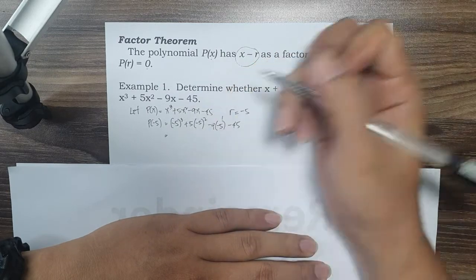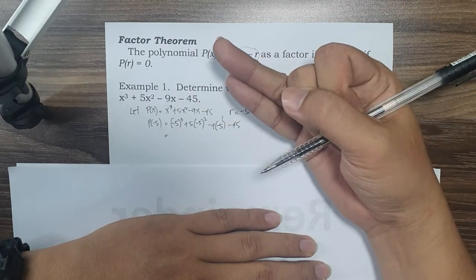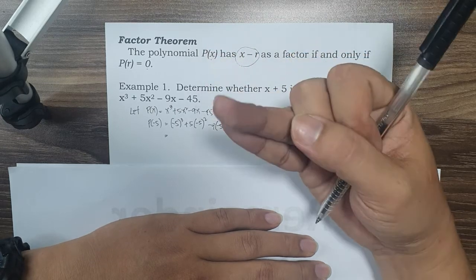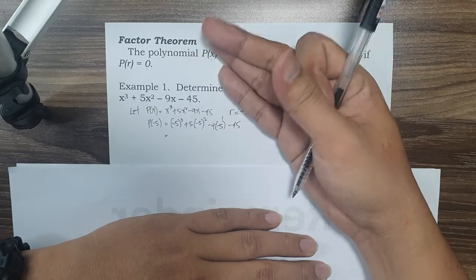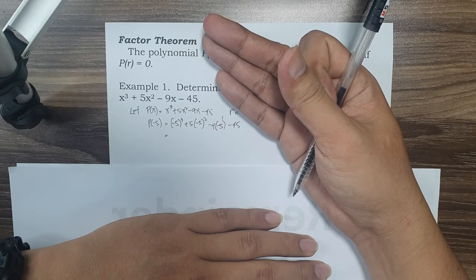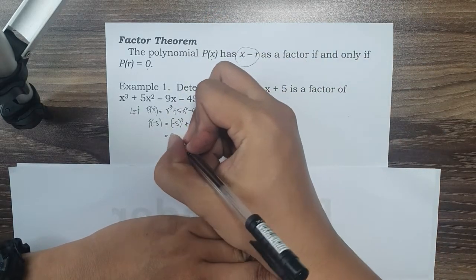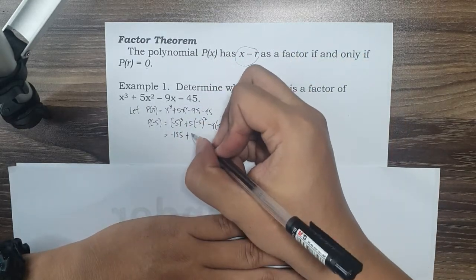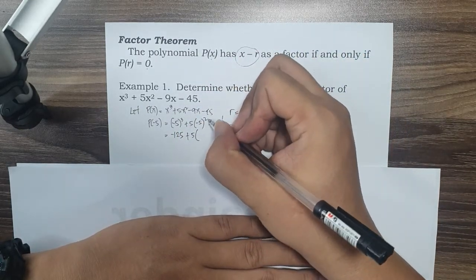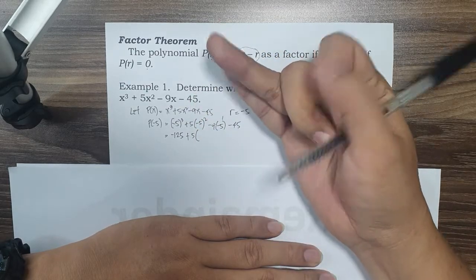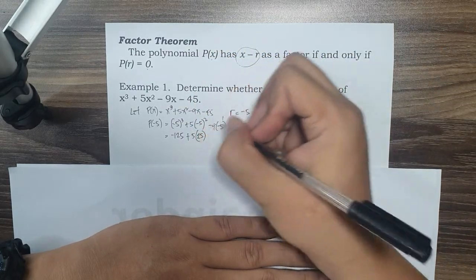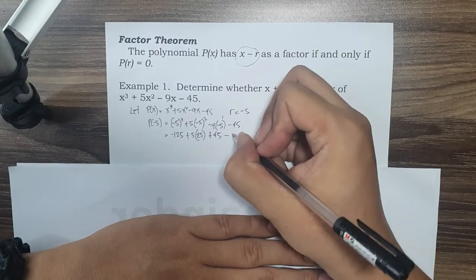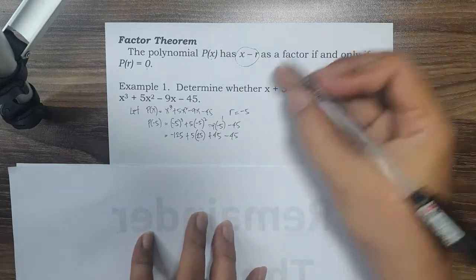What's negative 5 cubed? 5 times 5, negative 5 times negative 5, positive 25. Positive 25 times negative 5 is negative 125. So, negative 125. And then plus 5 times, what's negative 5 squared? Negative 5 times negative 5, positive 25. Negative times negative, that's positive 45. And then minus 45. Simplify further.